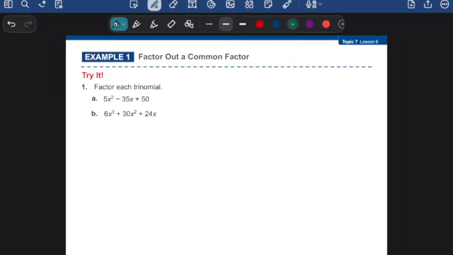Try it number 1, factor each trinomial. So as you can see, for each of these, we do have a leading coefficient. So we need to pull that out first. So let's look for a greatest common factor first. I can pull out a 5. So 5 goes into 5, 5 goes into negative 35, 5 goes into 50. And I can't pull out an x because this constant doesn't have an x. So let's just pull out the 5, and then we'll factor.